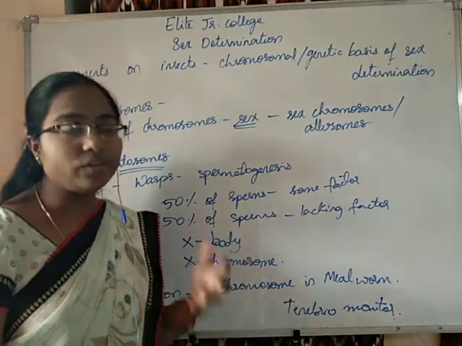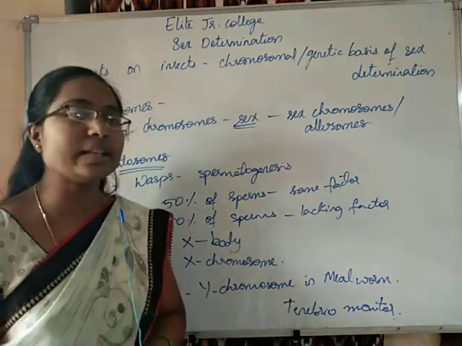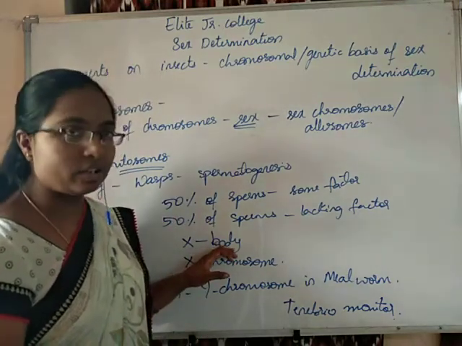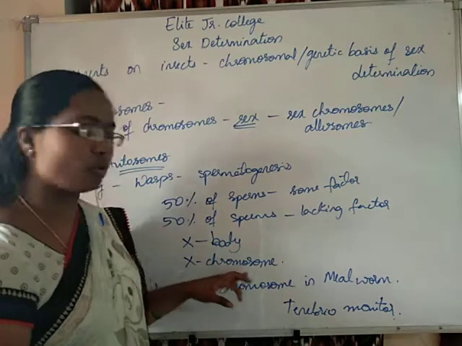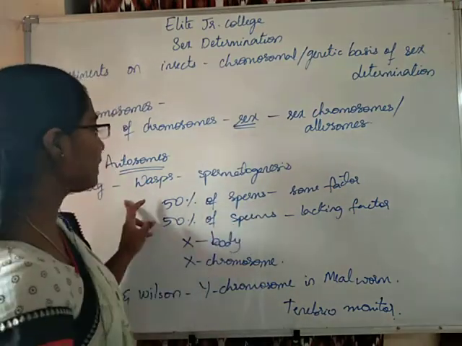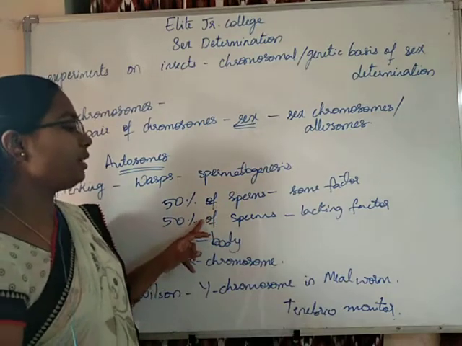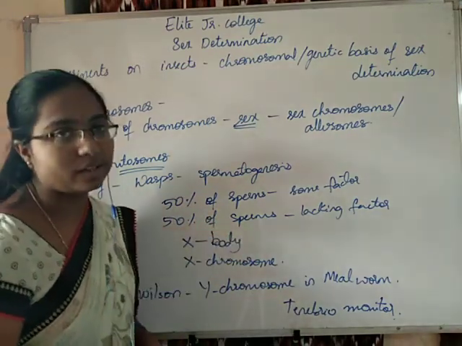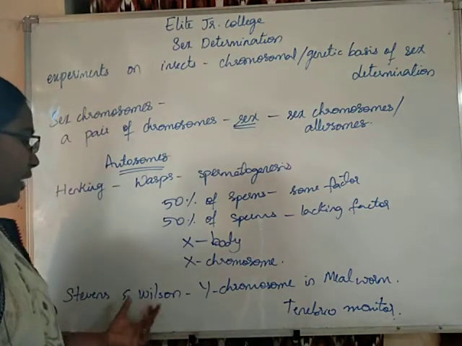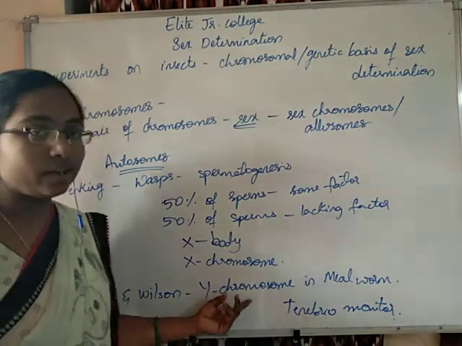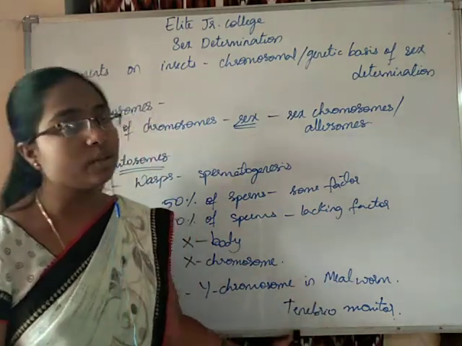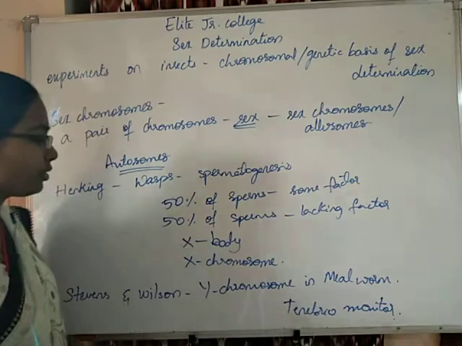Later on, after some experiments performed by other scientists, other geneticists, it was revealed that this X body is actually a chromosome. It is called the X chromosome, okay. And 50% of the sperms of the wasps contained this X chromosome, 50% of the sperms were lacking this factor, okay. Later on the Y chromosome was also identified by Stevens and Wilson. The Y chromosome was identified in the mealworm Tenebrio molitor, okay. So let us learn more about sex determination, students.